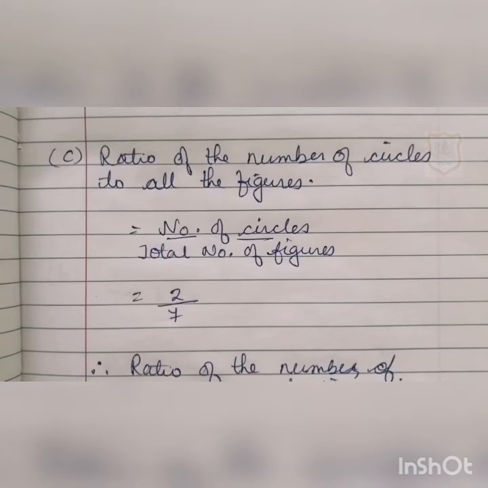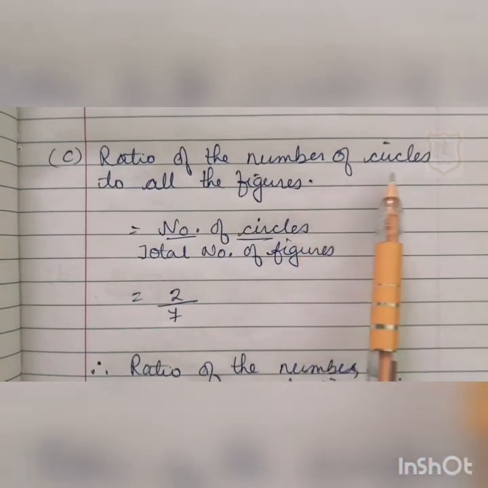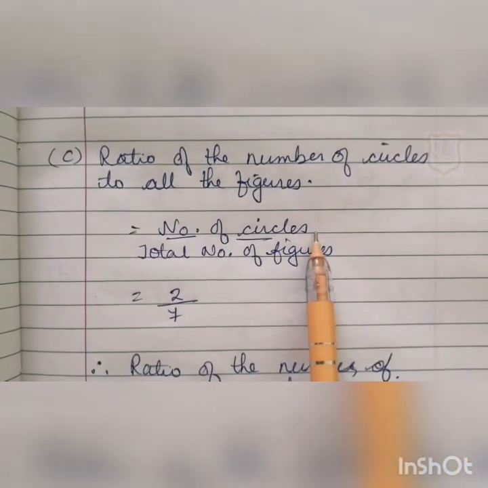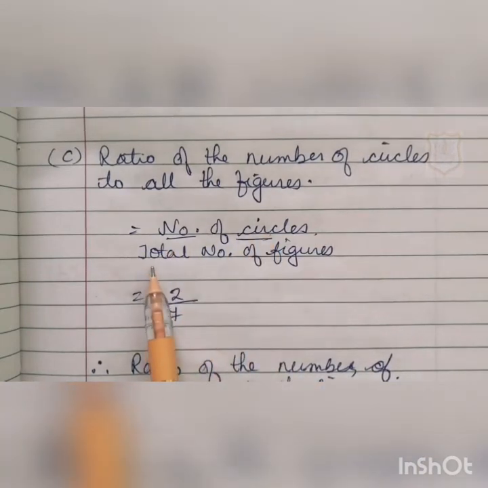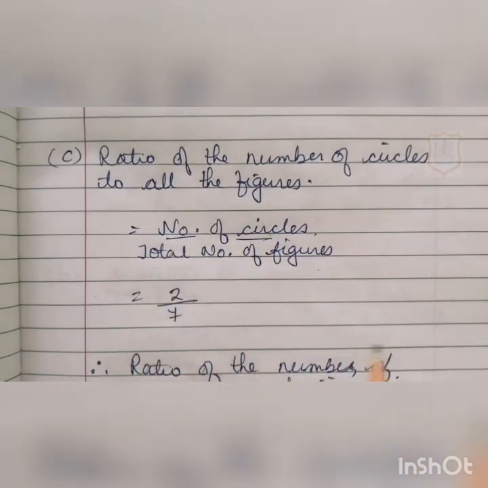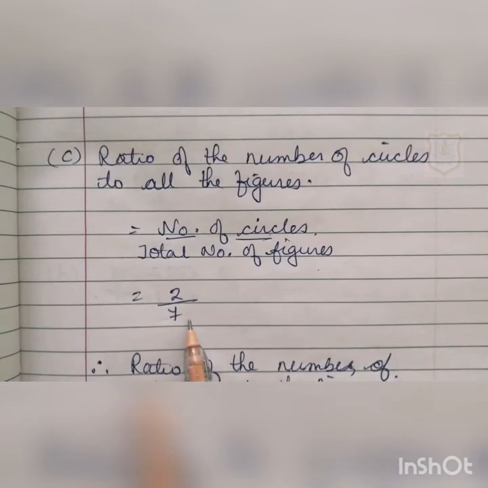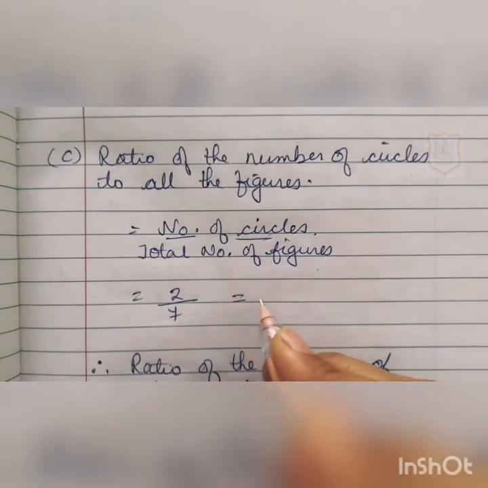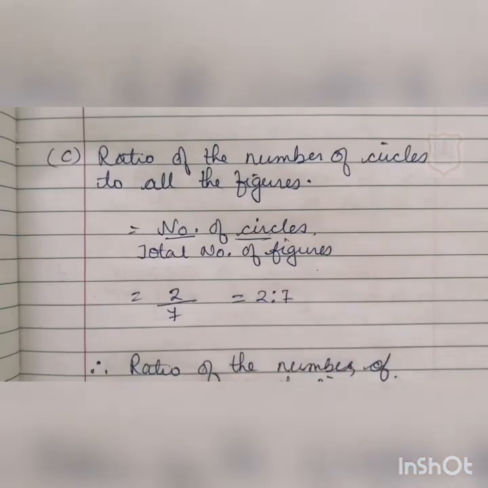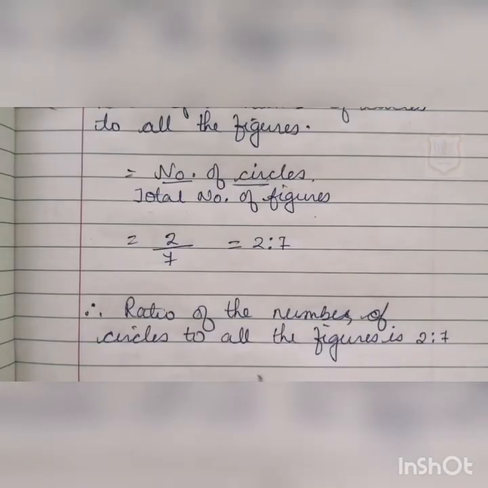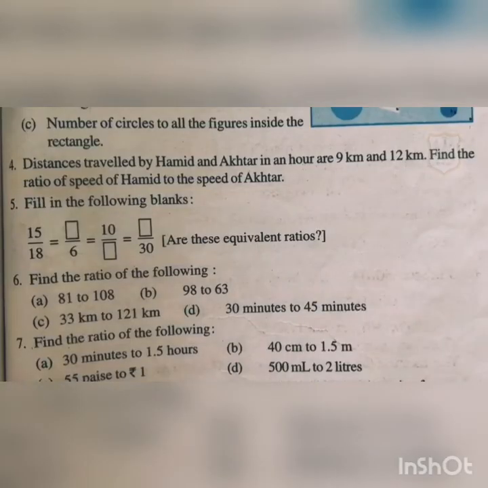Now C part, the ratio of the number of circles to all the figures. Now here children, the number of circles we will write on the top and down we will write the total number of figures. Now you know the total number of circles is 2 and the total number of figures is 7. So 2 upon 7, again we will write 2 is to 7, or 2 ratio 7. Therefore, the ratio of the number of circles to all the figures is 2 is to 7.